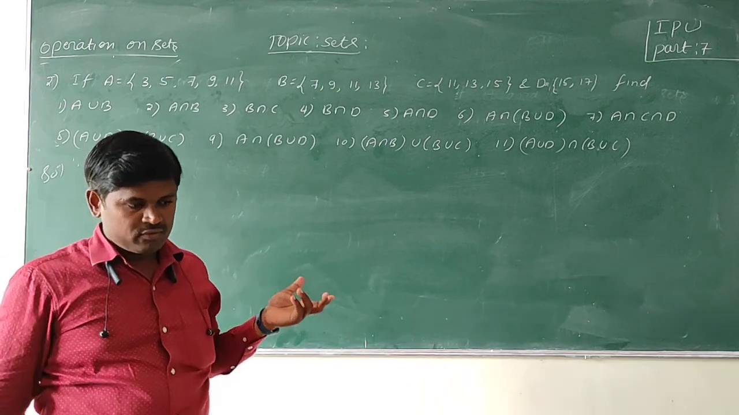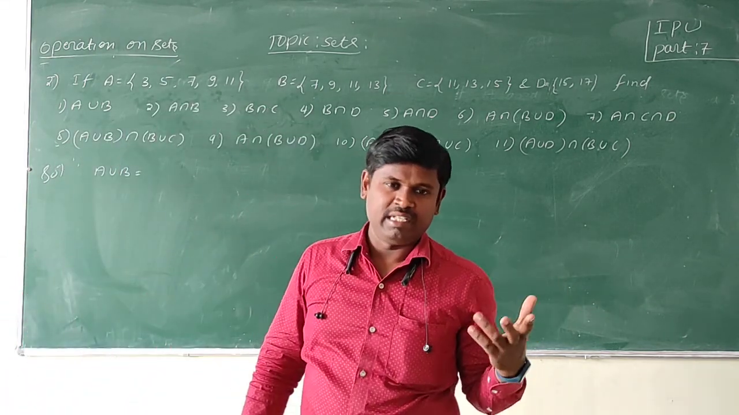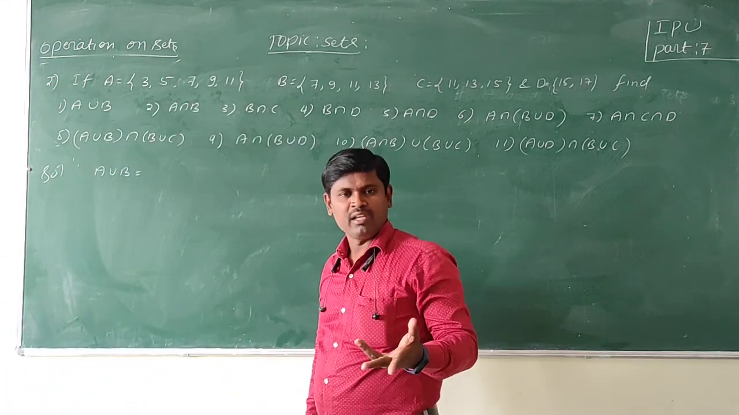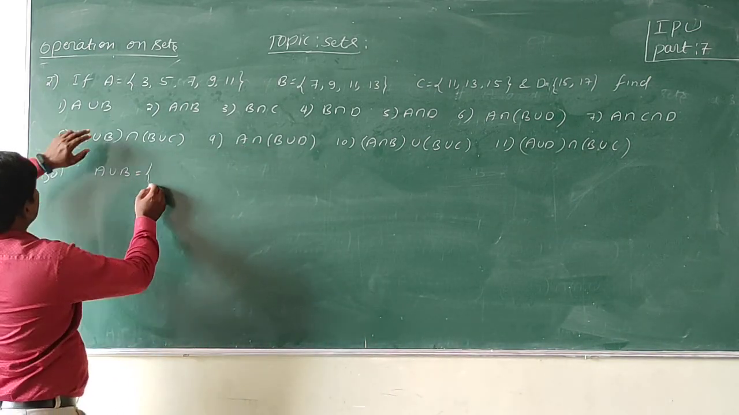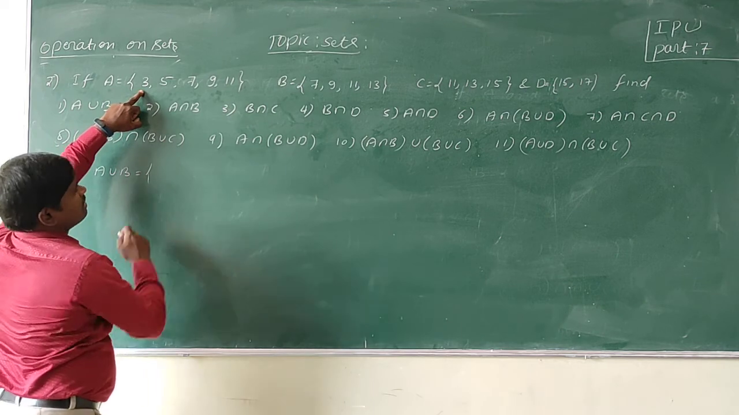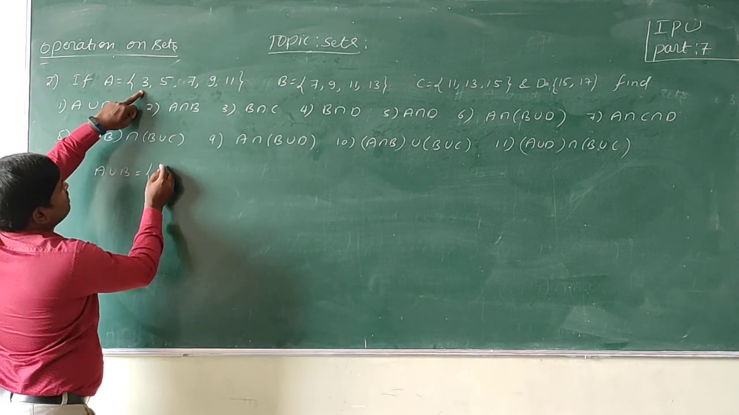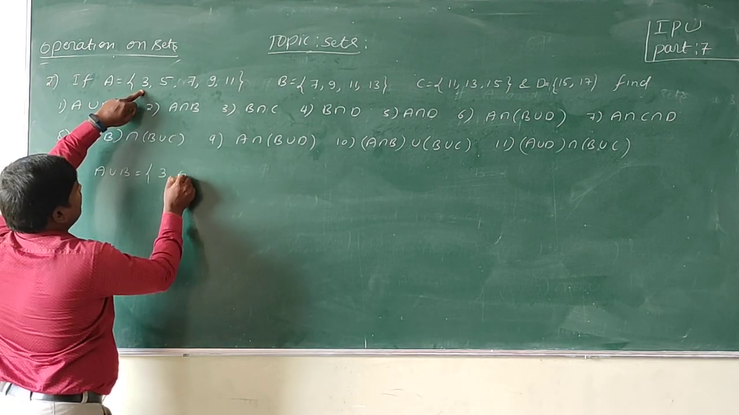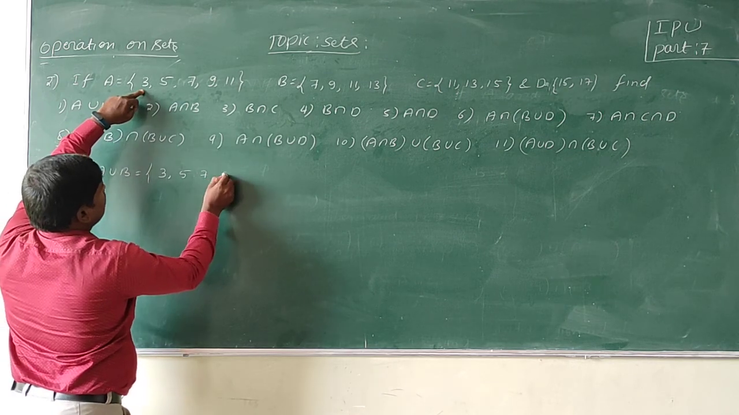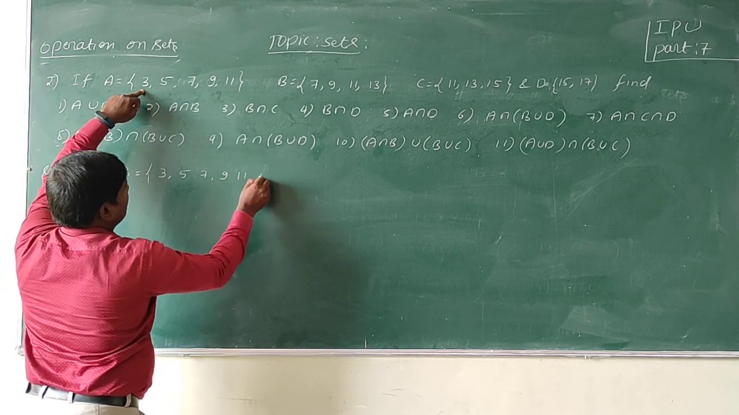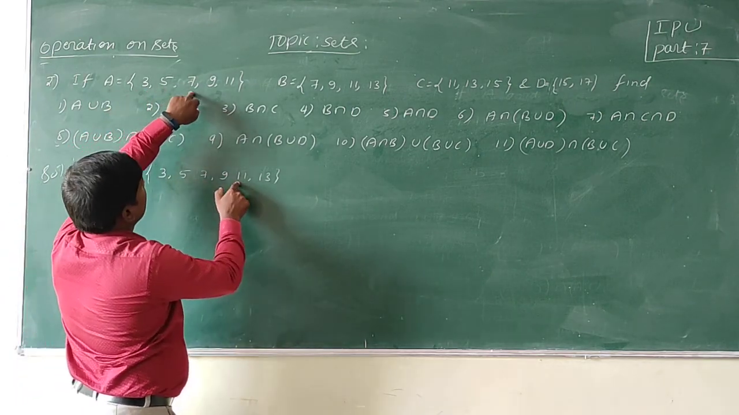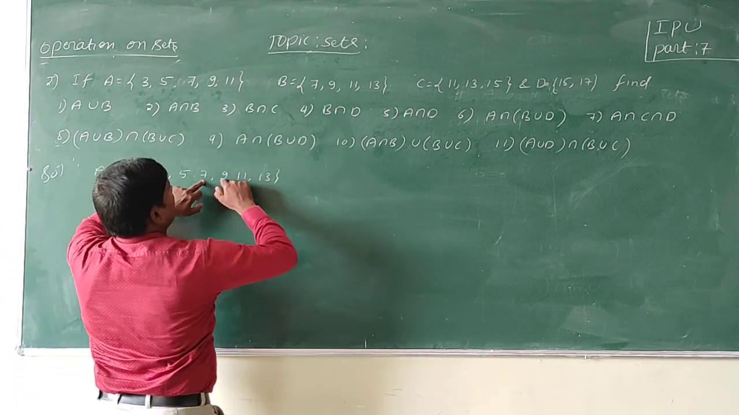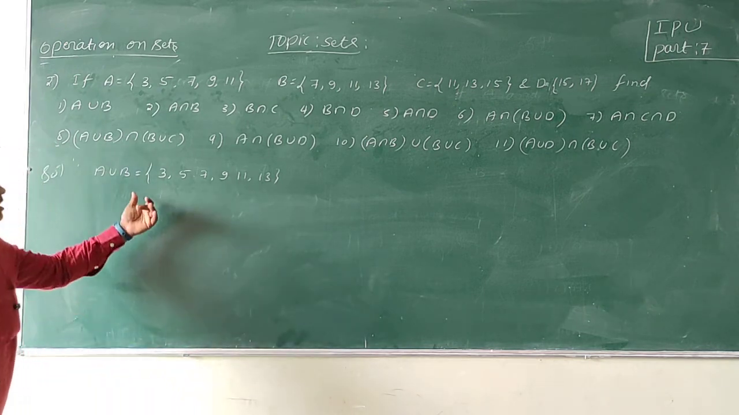A union B, that means the union of two sets. The union of A and B is the set consisting of the elements which belong to A or B or both. So A union B is 3, 5, 7, 9, 11 and 13. Therefore this is A union B.